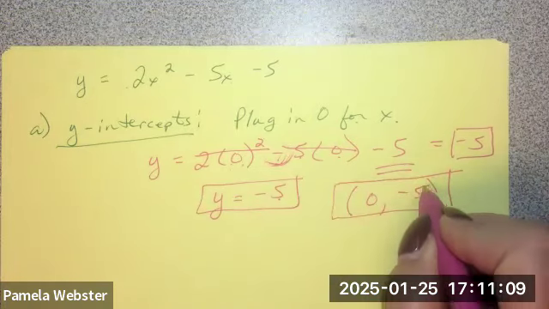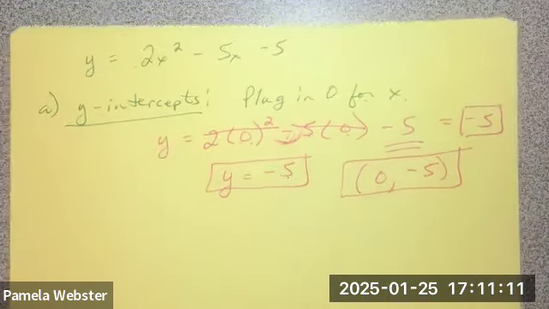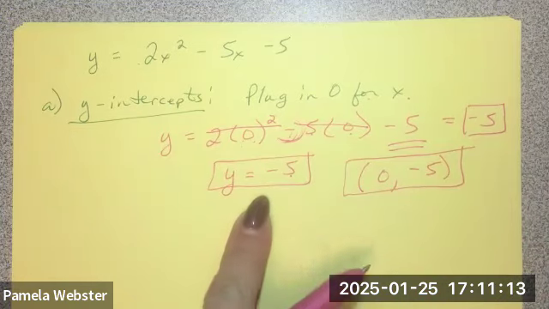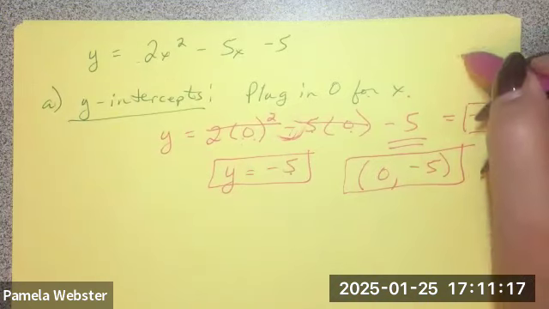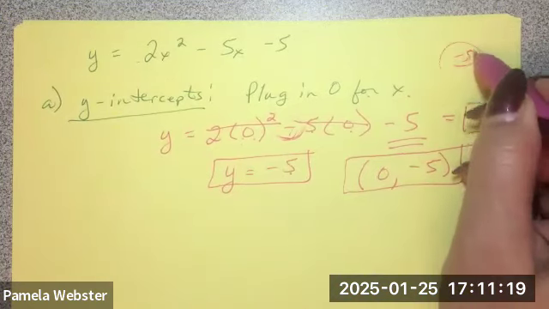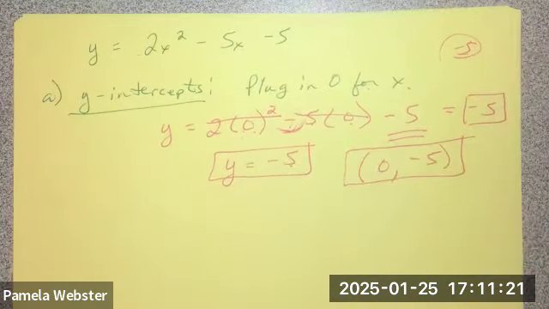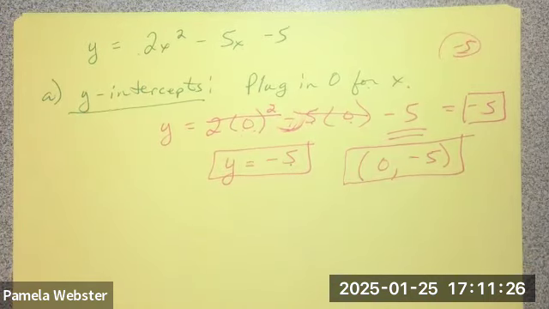You can say 0, comma, negative 5, right? That's okay. You can also say y equals negative 5. What you can't do is just say negative 5 with no context at all. You will lose points. I'm warning you. Please don't do it. Okay? All right. There we go with that. That's my x-intercepts and my y-intercepts. That was the A part.